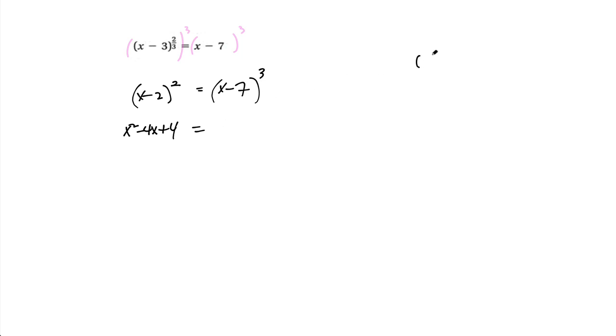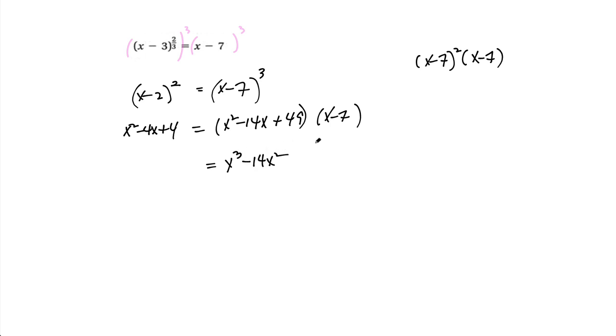So for (x minus 7) cubed, I'm going to treat it as this. So this is equal to x squared minus 14x plus 49. And I'm going to expand one more time. So you get x cubed minus 14x squared plus 49x minus 7x squared minus 98x, and then minus 7 times 49.